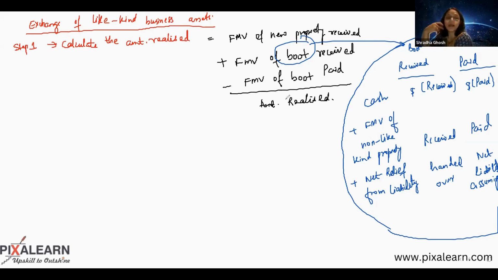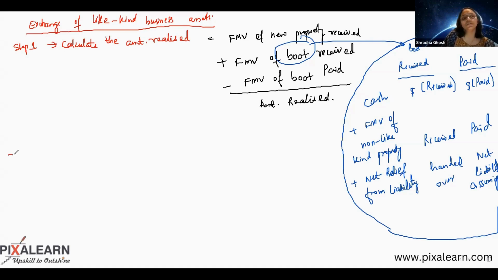Boot paid, on the contrary, is when I am paying in cash, when I am giving you a property which is not plain vanilla barter kind exchange property, or if I am able to take your liability, that becomes boot paid. Then what do you do? You take the fair market value of the property that you're receiving, add all the boots received and minus all the boots paid. That gives you the amount that you are supposed to realize in the process. And once it is done, then you proceed to the next step.